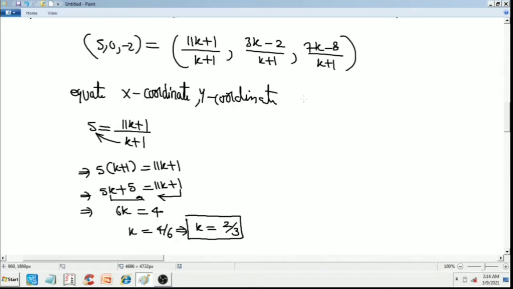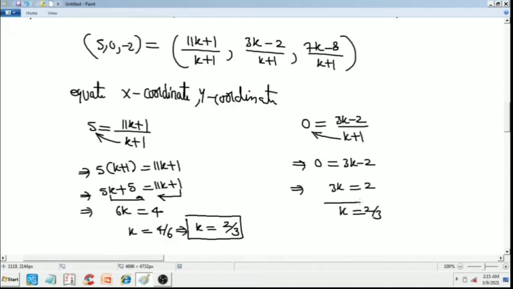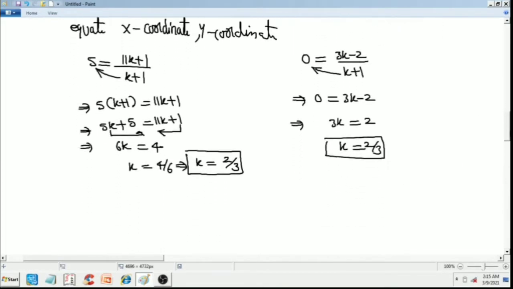Let's verify by equating y coordinates. y is equal to 0, which equals (3k minus 2) by (k plus 1). So bring this term to the left hand side: this term into 0 is 0, which is equal to 3k minus 2, so 3k is equal to 2, k is equal to 2 by 3. Hence we verified both come out to be the same. So k is equal to 2 by 3.